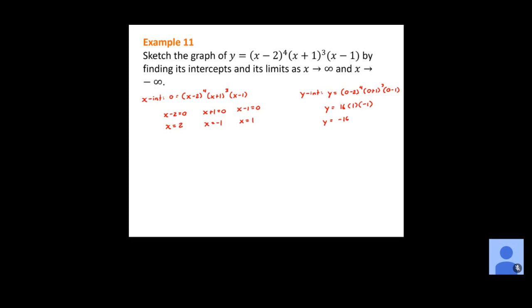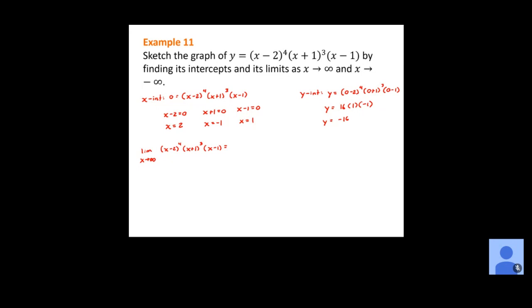All right, now that we've got our intercepts, now we want to think about those limits. So let's think about our limit as x approaches positive infinity first. This is (x minus 2) to the fourth, (x plus 1) to the third, and (x minus 1). Well, it's already factored, right? Because remember on the last example, we had to factor first, but this one's already factored. So we can kind of think about each one of these limits as x goes to infinity, and then think about the product of all of that now.